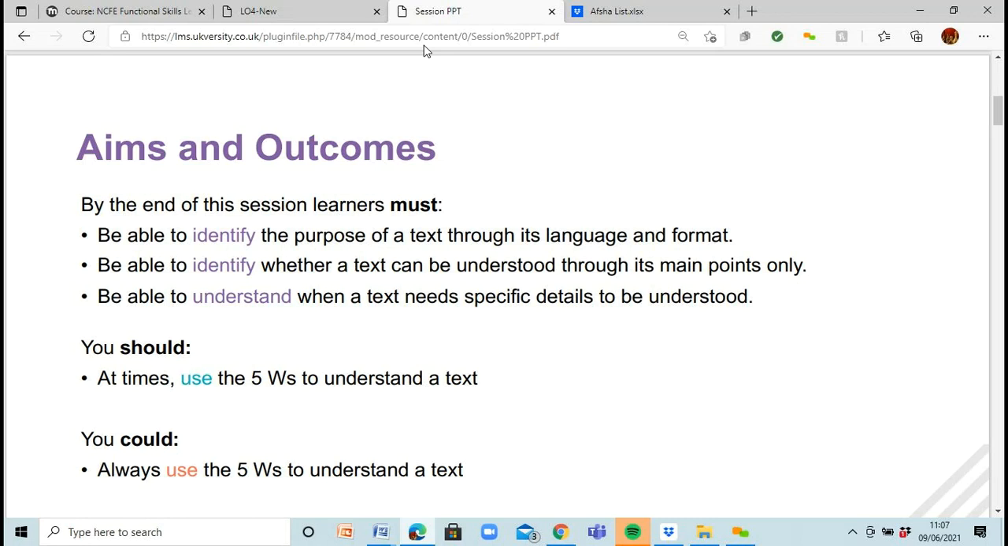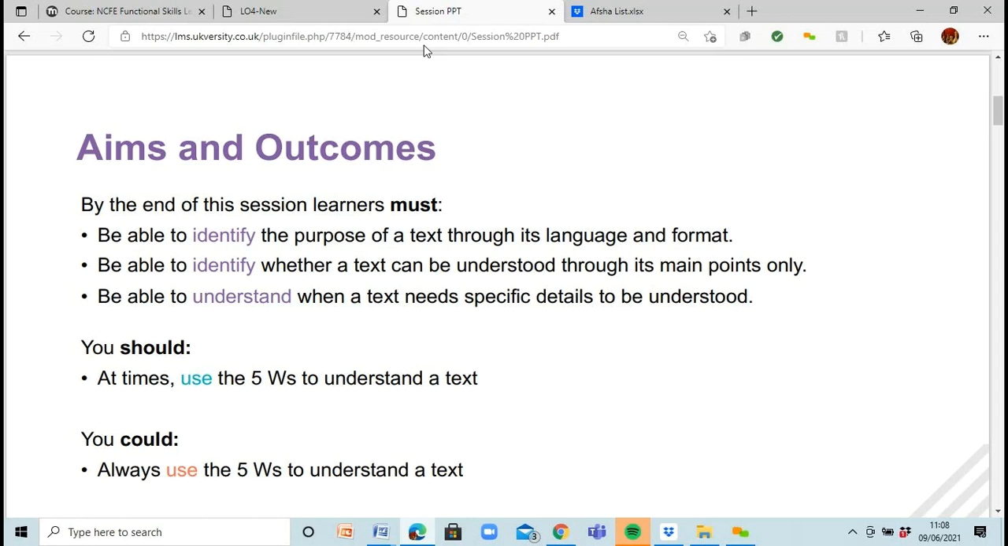Does anybody remember what the 5 W's are? If you don't, that's okay, I can go over them as well. So the 5 W's are, when you ask the questions, who, when, where, what, and why. So you look at a text and you're looking at these questions. Who is it? When is it? Where is it taking place? What is it and why is it being done, or why is it being told to us? So these 5 W's are what you look at and you try and understand a text.